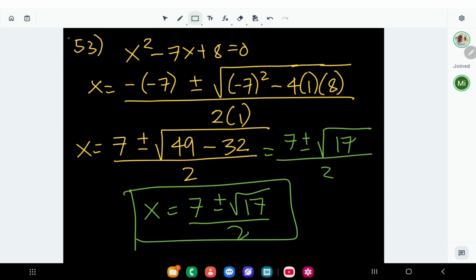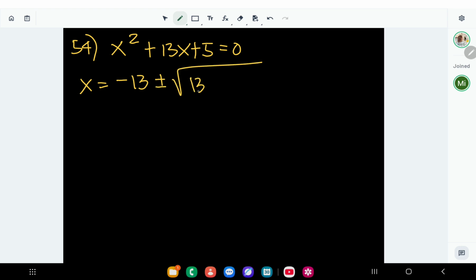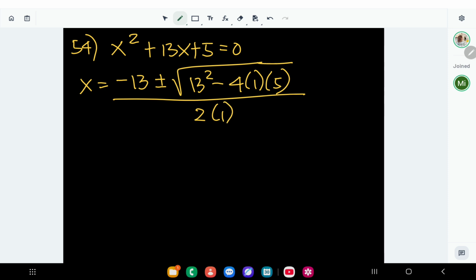Alright? Okay, so we move on to number 54. No questions? We move on to 54. Solve the quadratic equation using the quadratic formula. So our equation is x squared plus 13x plus 5 equals 0. So we use the quadratic formula. Negative b, our b is 13. So negative 13 plus minus the square root of 13 squared minus 4 times 1 times 5, over 2 times 1.